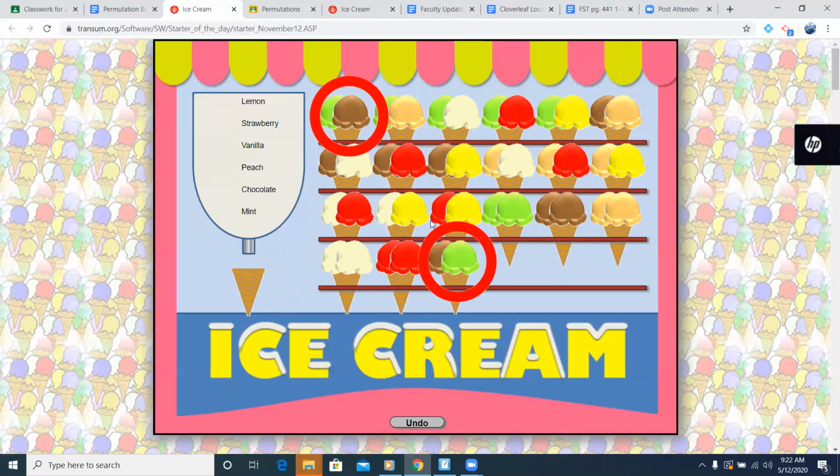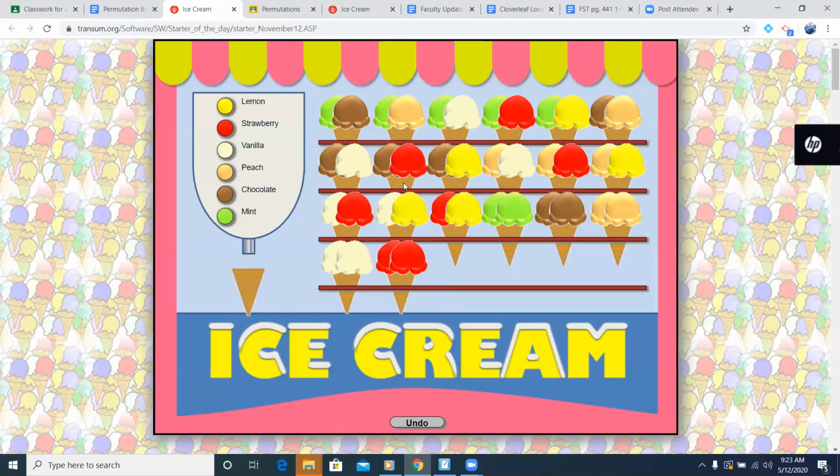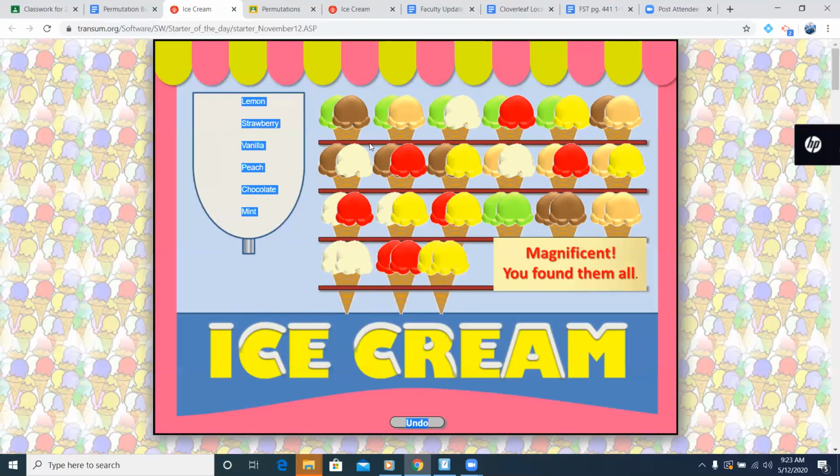This here is what's called a combination problem, not a permutation. Permutation is where order does matter, but here the order does not matter. So it doesn't matter whether you have mint chocolate or chocolate mint. So this is what's called a combination, okay? So I'm going to undo this, and I need to go back to my lemon. And here we have 21.